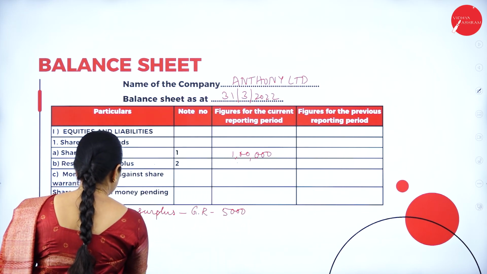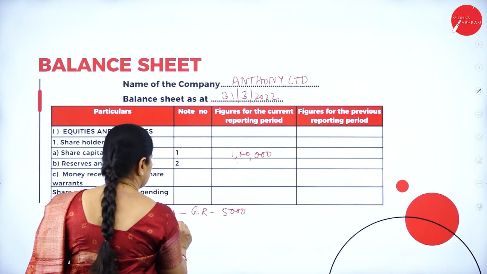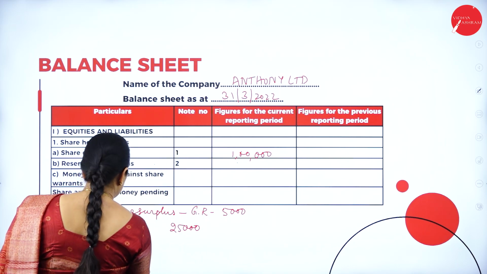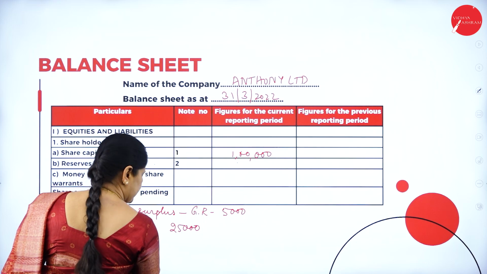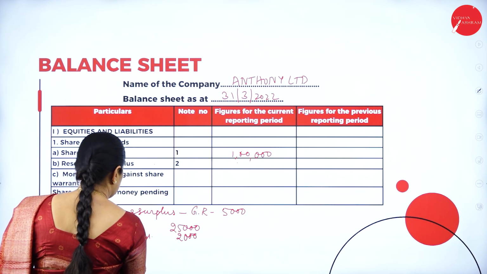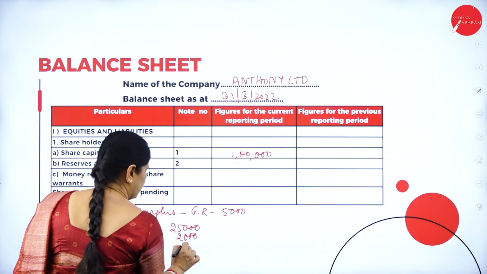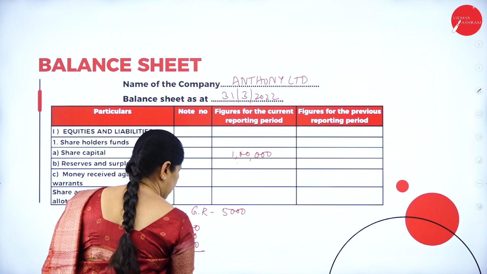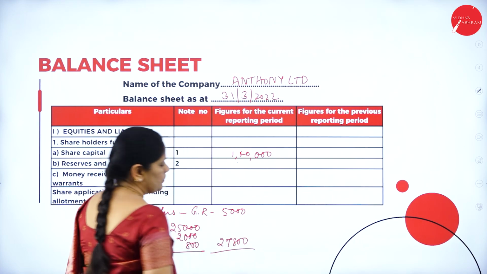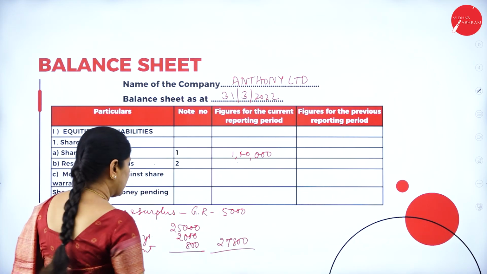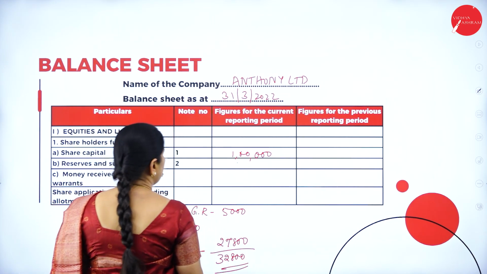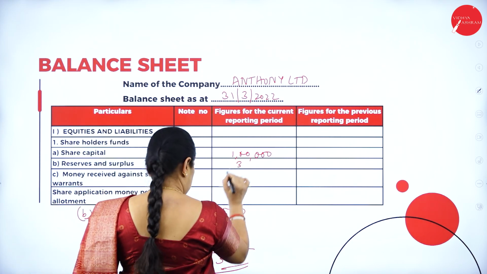Then we have the debenture redemption fund. The debenture redemption fund balance is 25,000. Add current year's transfer. This year we are transferring 2,000. Then add interest on DRF, which is 800. Totally it comes to 27,800. When you add 27,800 plus 5,000, I get 32,800.